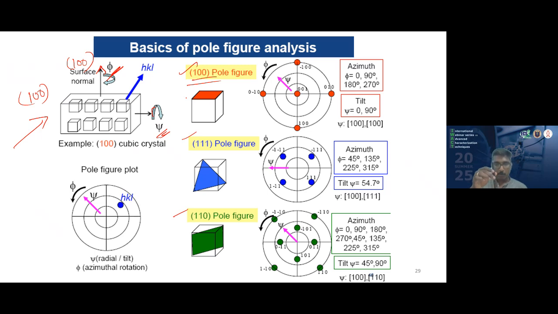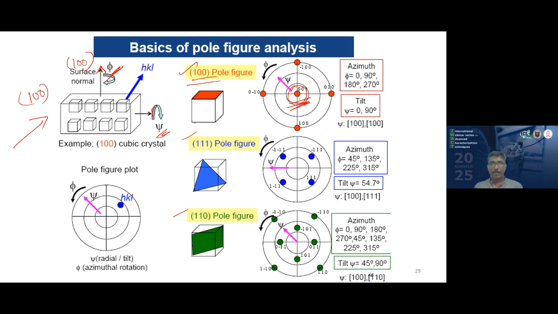Without any tilting or rotation, I can see the 100 plane. If X-ray came to this plane and diffracted, we would get a diffraction peak without any tilting or rotation. That is, at psi equal to 0 and phi equal to 0, we will have a particular pole. That is shown in this figure.